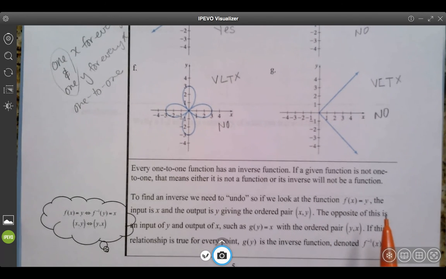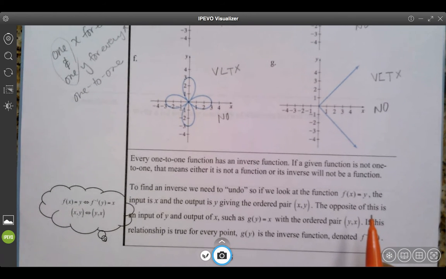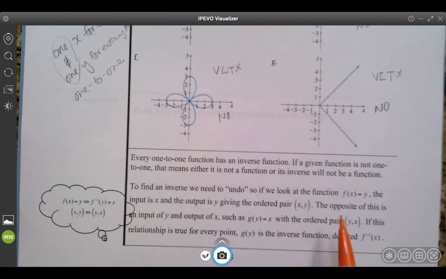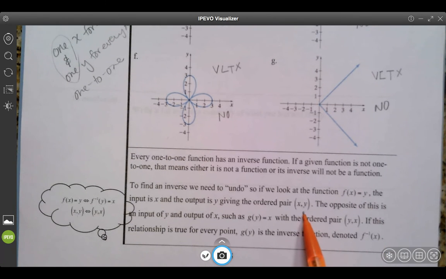To find an inverse, remember we need to think of inverse as undo. If we look at f of x equals y, which is our basic notation for functions, we have an input of x and an output of y. So we have an ordered pair x comma y, right? If I give you the notation f of x equals y, that gives us the ordered pair x comma y.